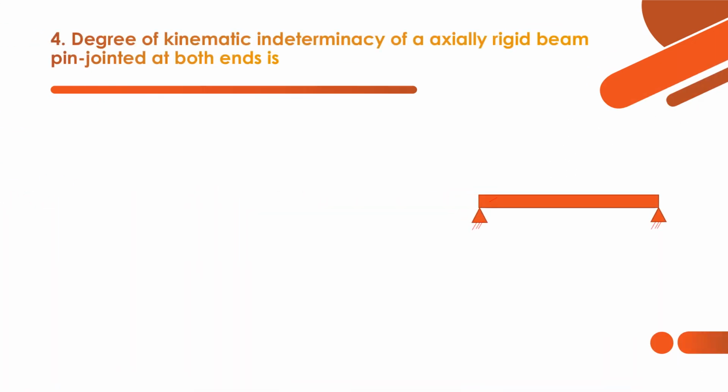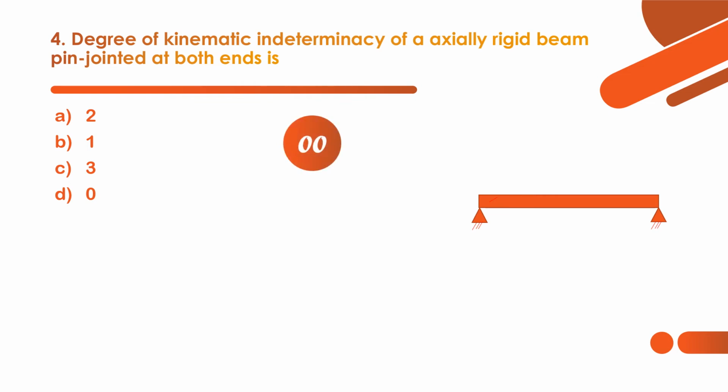Degree of kinematic indeterminacy of an axially rigid beam pin jointed at both ends. You can refer to the diagram for the axially rigid beam having both ends pin jointed. There is no roller support, both the ends are pin jointed. Then how do we calculate the degree of kinematic indeterminacy?